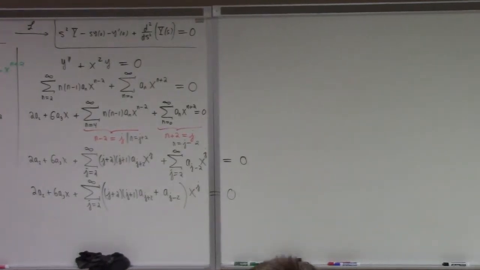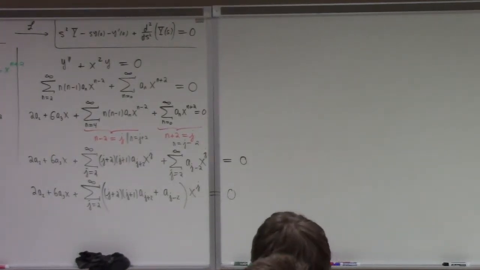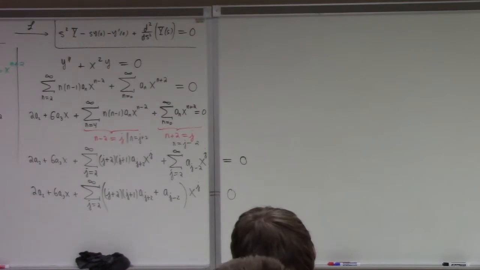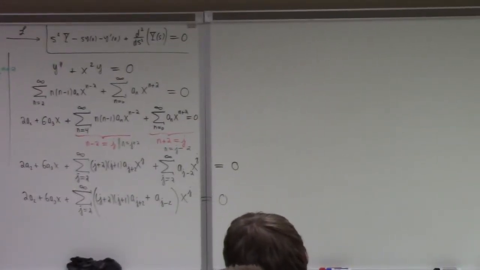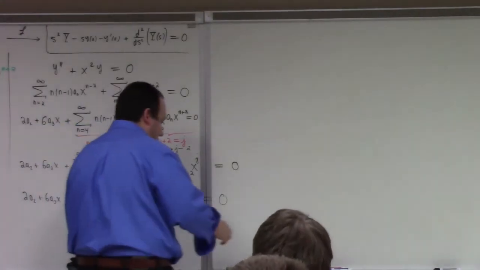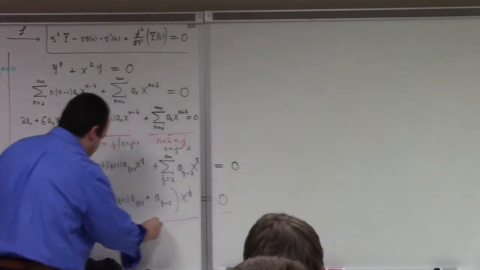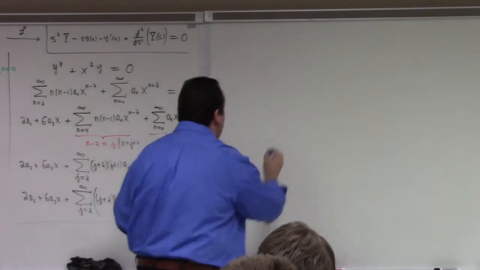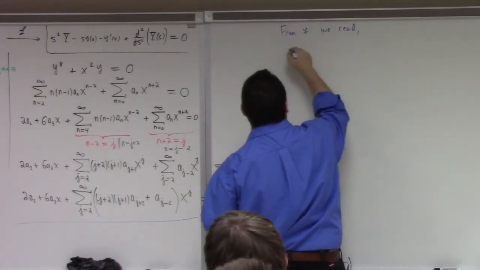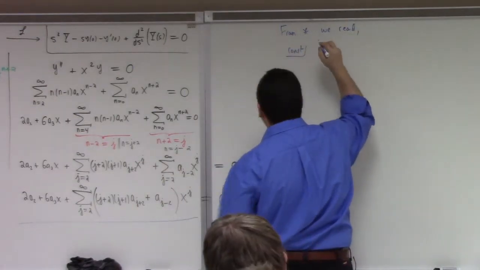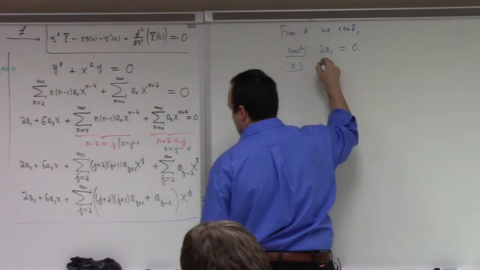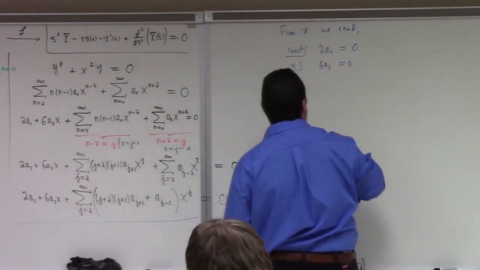Any questions so far? The reason I've done this is because I need to get the expression to a series where I can clearly see order by order everything, right? And so at this stage in the game, I can look at, let's call this thing star. I can look at star and I can see a couple things easily from star. Okay, so from star, we read from constants. The constants are what? I got 2a2 equal to 0. From the x terms, I've got what? 6a3 equals 0, right?